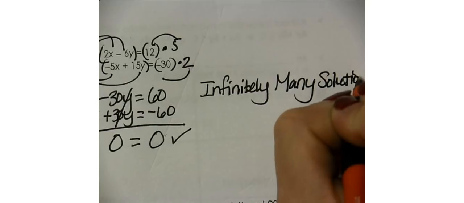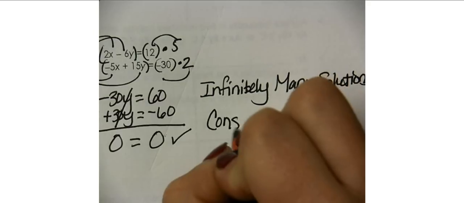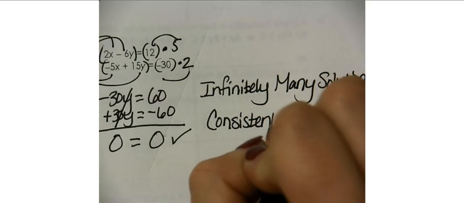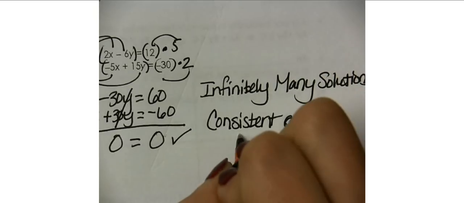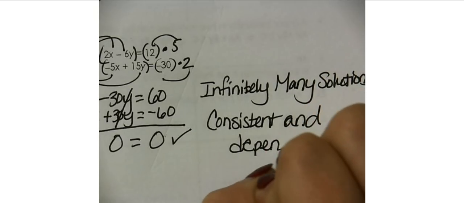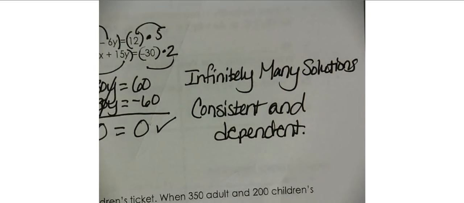And this is called consistent and independent. I'm sorry, excuse me. Consistent and dependent. Consistent and dependent. We have one more problem and then we are finished with this lesson.